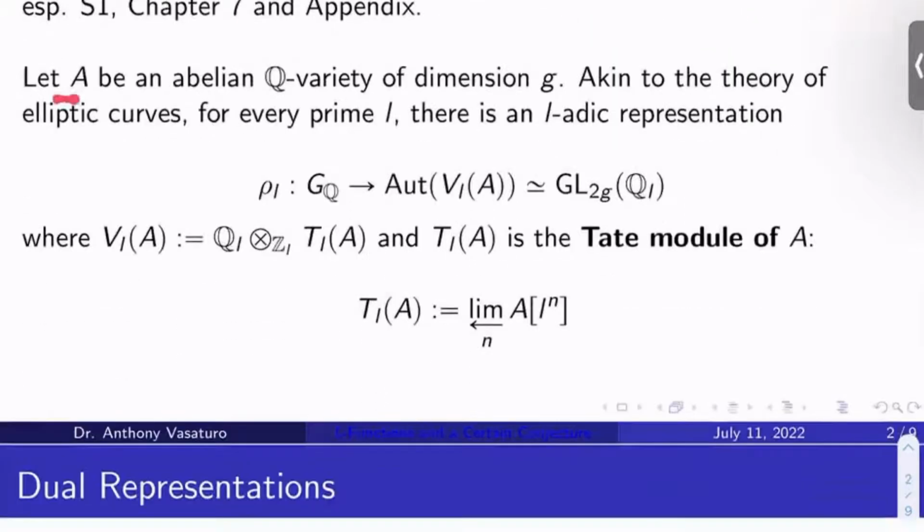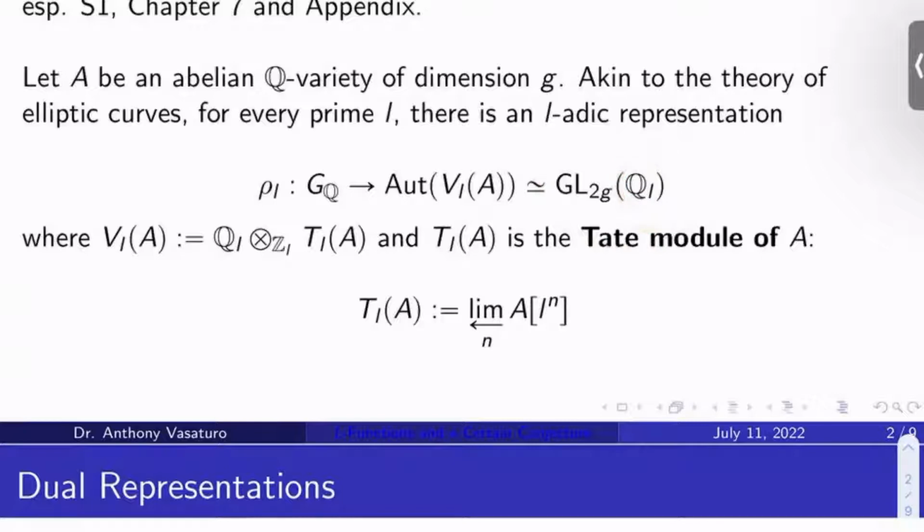Let A be an abelian variety over Q with dimension g. Remember, an abelian variety is a kind of complete group variety, like an elliptic curve. An elliptic curve would be a dimension 1 abelian variety. So akin to the theory of elliptic curves, for each prime l, there's an l-adic representation, rho sub l, from the absolute Galois group of Q to Aut of V sub l of A, which is isomorphic to GL sub 2g of Q sub l, the l-adic numbers.